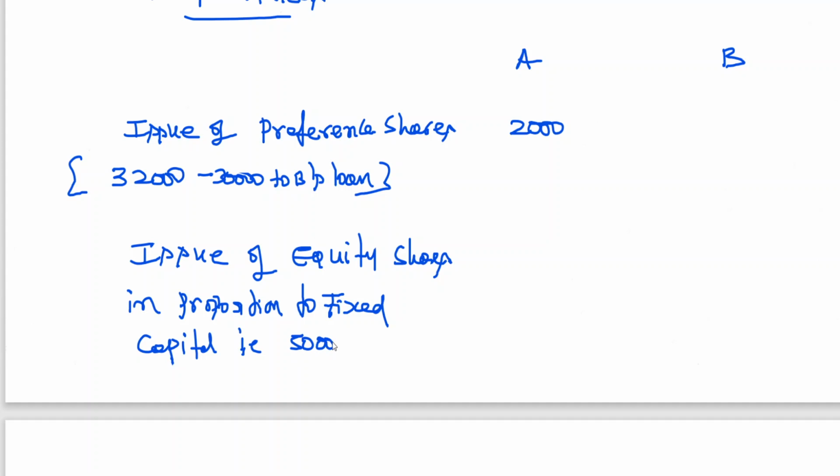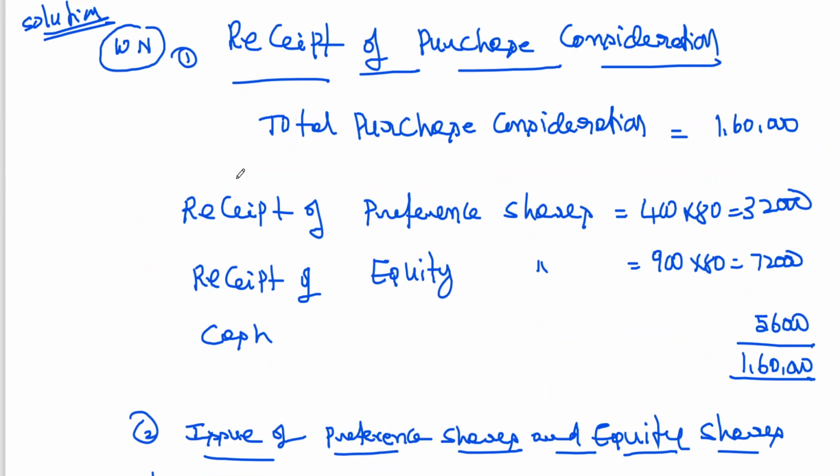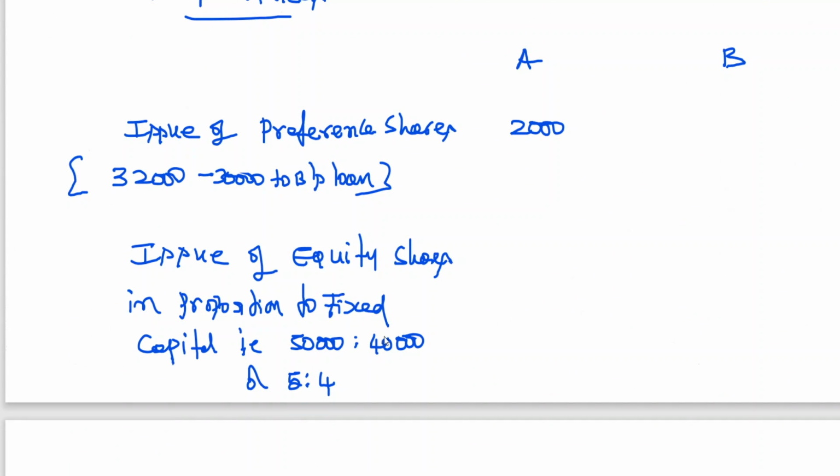That is 50,000 is to 40,000, or 5:4. So the 72,000 rupees we are allotting in the ratio of 5:4. So 72,000 into 5/9, it is coming to 40,000, and 32,000. That's it.